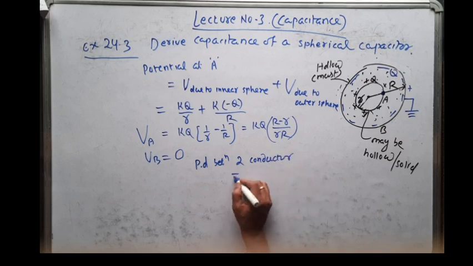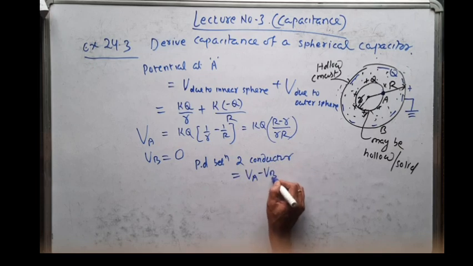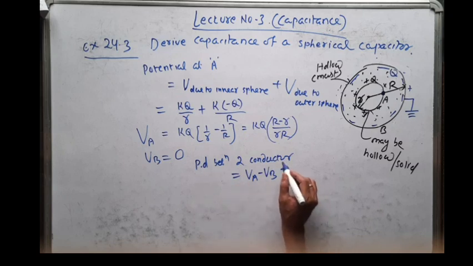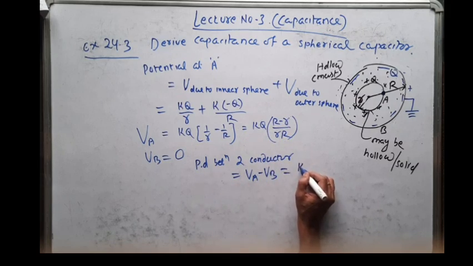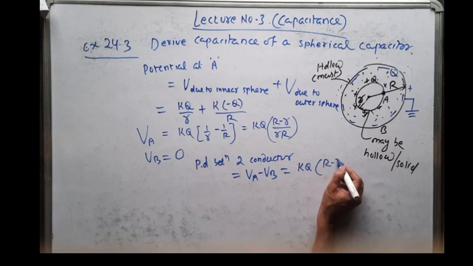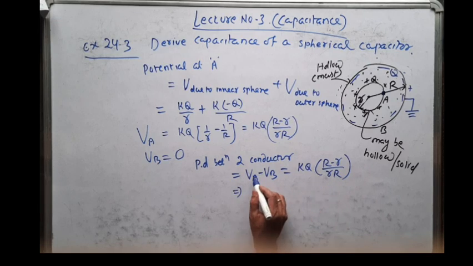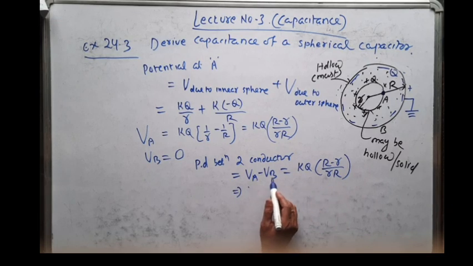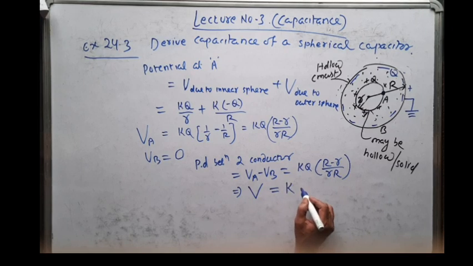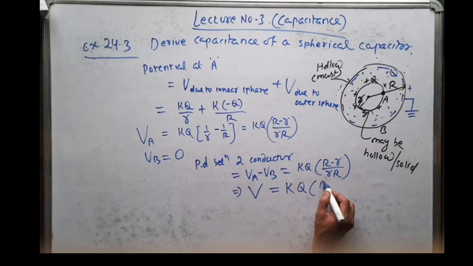The potential difference is nothing but VA minus VB, where VA is equal to KQ (R minus r) divided by small r into capital R. So VA minus VB is nothing but the potential difference. This potential difference is equal to KQ (R minus r) by small r into capital R.